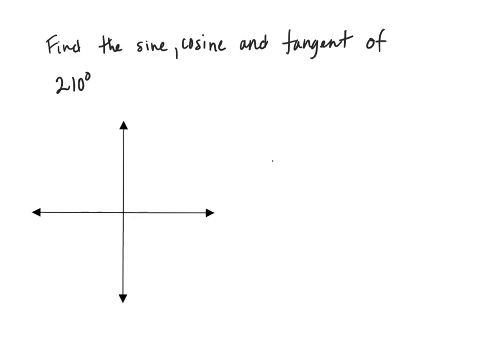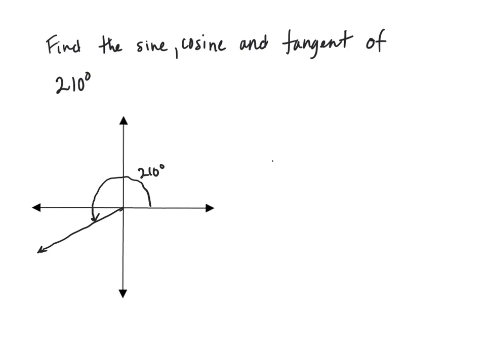For our last example, we'll find the sine, cosine, and tangent of 210 degrees. So in standard position, I'll go 180 degrees and then 30 more. So this is 210 degrees, and our reference angle is 30 degrees. So again, the reference angle is between the x-axis and the terminal side, and we drop a little perpendicular here. This gives us a 30, 60, 90.